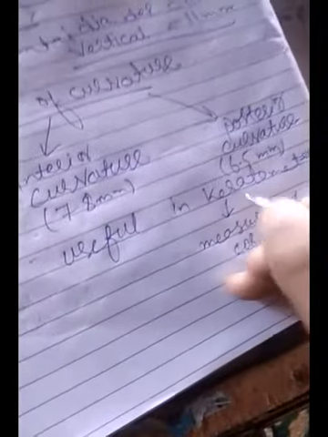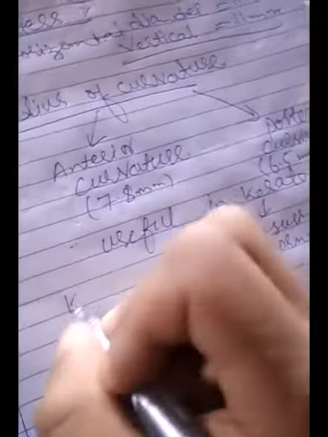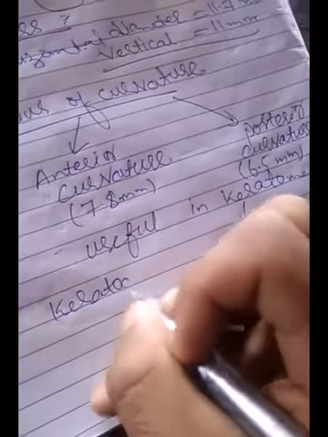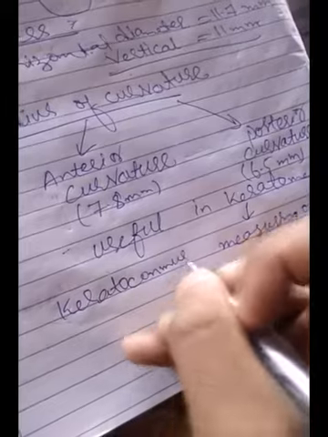In which condition is keratometry done? Keratoconus, which means analysis of the curvature of the cornea.